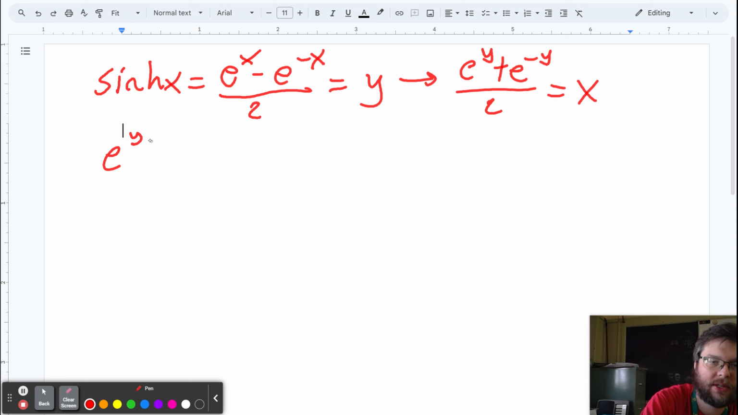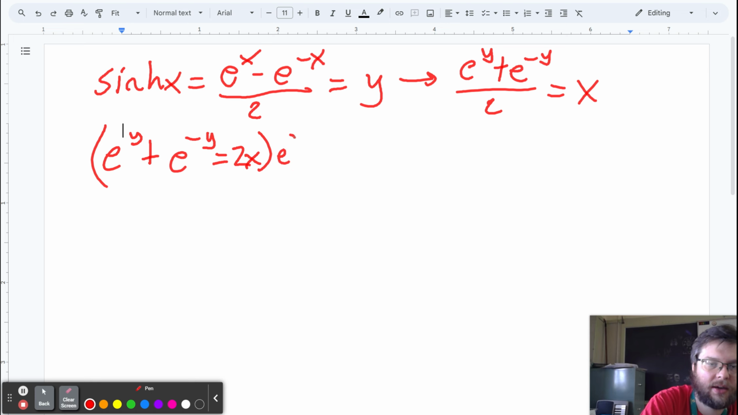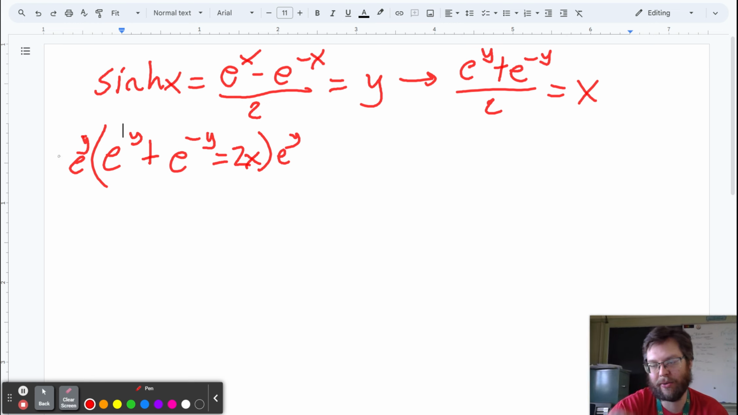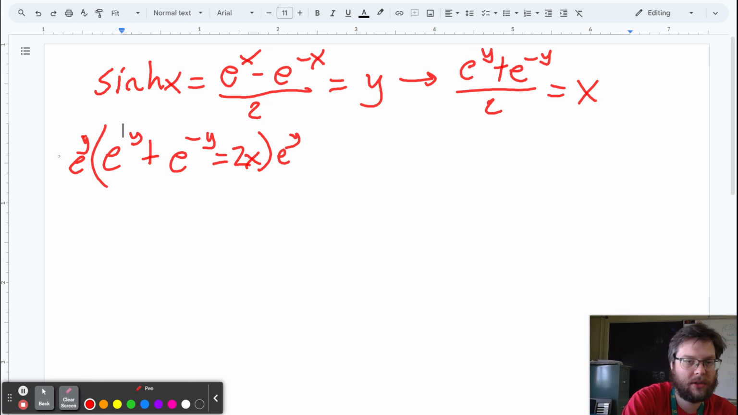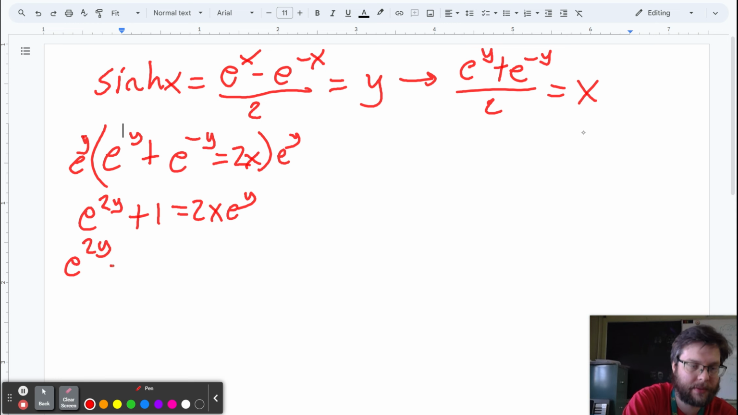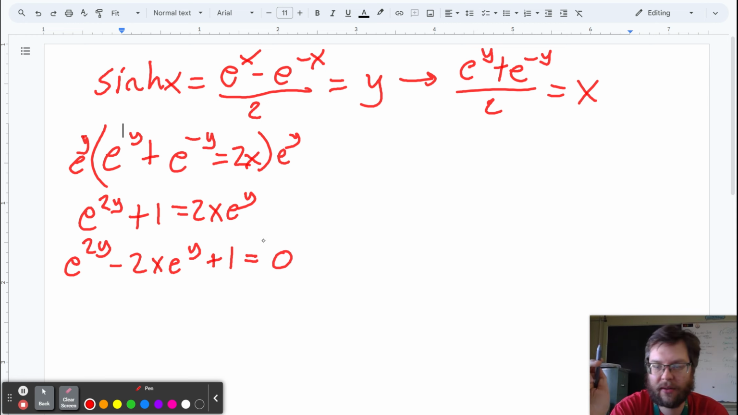First thing I'm going to do is just get rid of my fraction by multiplying by 2. Next thing I'll do is multiply everything by e to the y. And the reason I would do that is because e to the negative y is another fraction. e to the negative y is really 1 over e to the y. So if I multiply by e to the y, I get e to the 2y plus 1 equals 2x e to the y. And this is actually a quadratic equation in terms of e to the y. e to the y is my variable.